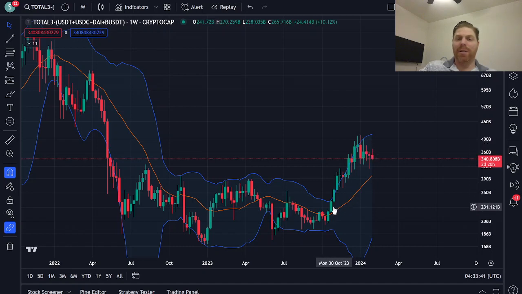We've got the 20-week moving average turned up. We're heading toward it, and that might be a place that we want to see if we can hold a support. I think there's a good chance we do. And that would be wonderful. I would love to see that.